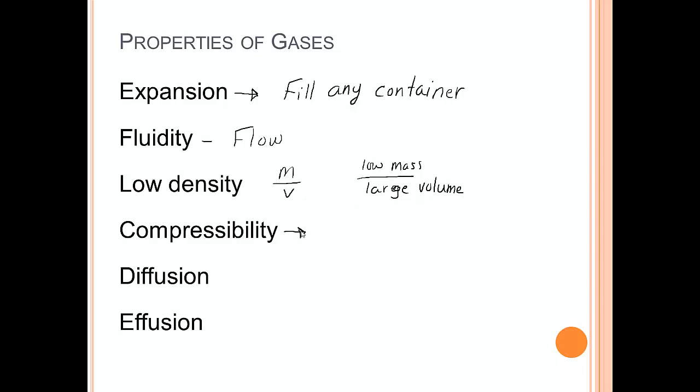Compressibility. Compressibility is kind of the opposite of expansion. Expansion is going to fill a container. Compressibility means, in common words, you can squeeze it. Squeeze to make smaller. So that is how you take a balloon in your hand and compress it and make that balloon smaller. Yes, because you are compressing, squeezing the gases inside that balloon.